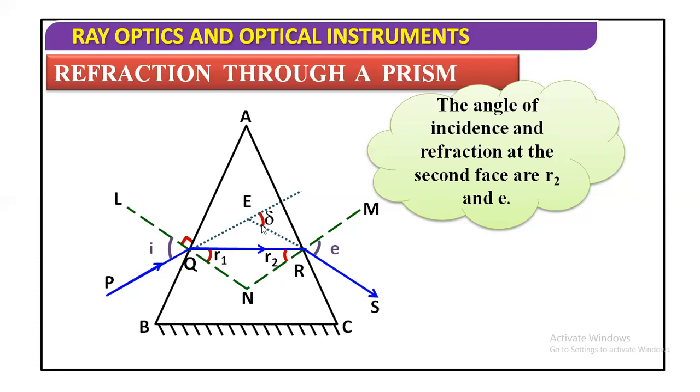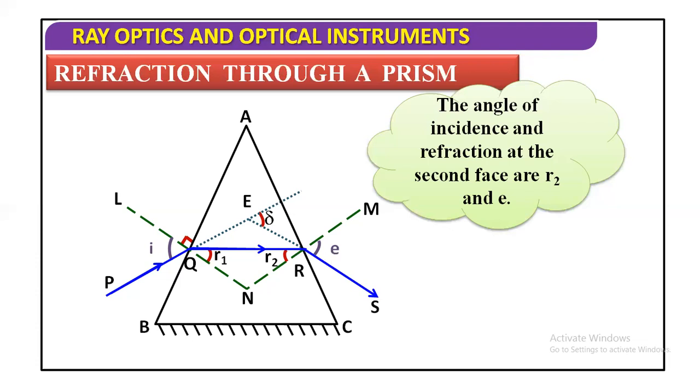And this is the expected path of the ray of light and this is the actual path. If we produce back this actual path, then it will meet the expected ray at this point E. The angle subtended by the expected path and the actual path is called angle of deviation. So we have angle of deviation delta, angle of incidence I, angle of refraction R1, angle of refraction R2, and this is angle of emergence.